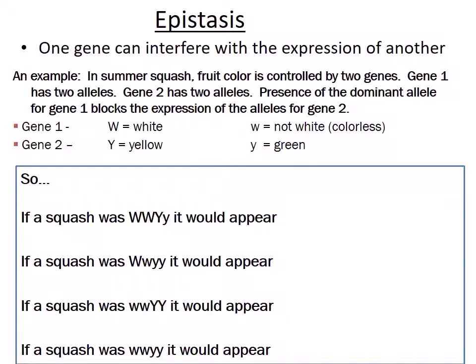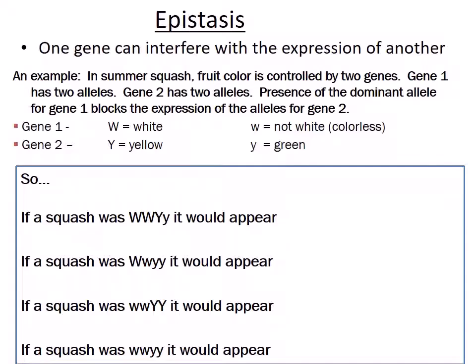Another pattern of inheritance is epistasis. This is when one gene can interfere with the expression of another. So in summer squash, fruit color is controlled by two genes, and the first gene has two alleles, and the second gene has two alleles, and the presence of the dominant allele for gene 1 blocks the expression for gene 2. So gene 1, it's either going to be a white fruit or not white, or colorless, and then gene 2 could either be yellow or green.